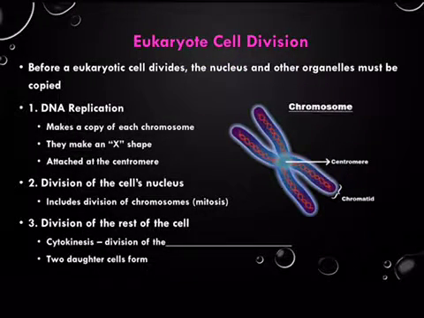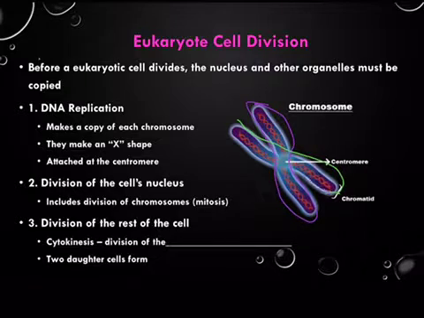So before a eukaryote cell can divide, the nucleus and other organelles must be copied. So the first step is DNA replication. So that means we're going to make a copy of each chromosome. So right here is one chromosome. But then since it's copied, we now have this second rod-shaped, and they join together at a structure in the middle right here called the centromere. And that's what holds those two chromosomes together.